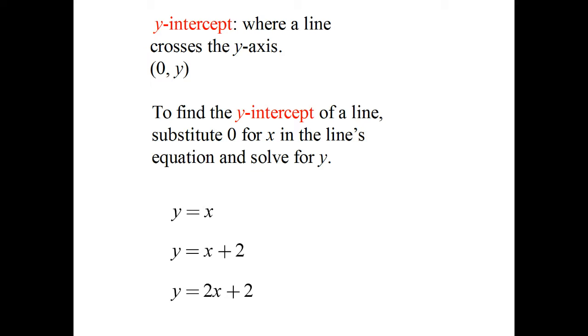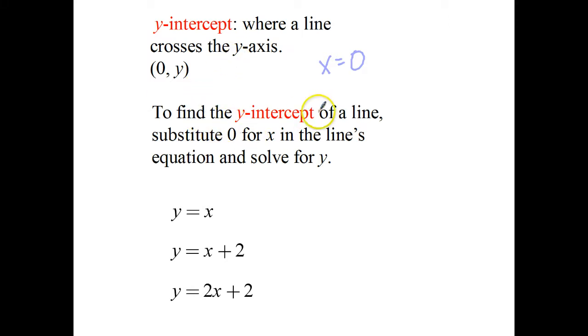So the y-intercept is where a line crosses the y-axis, right? The y-axis is the line that goes up and down, and you will always know this to be true because (0, y) is on the y-axis. The y-axis is the line called x equals 0, straight up and down. So whatever line you're talking about, wherever it crosses this line, that's what we call the y-intercept. It's the location where the line hits y at x equals 0.